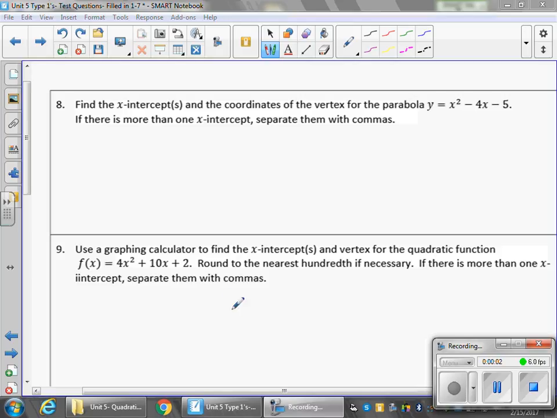Hi, everyone. Welcome to part 2 of our Unit 5 notes. We're going to pick up where we left off, which is with number 8. So we're given a quadratic function, and we are asked to find the x-intercepts and the coordinates of the vertex.